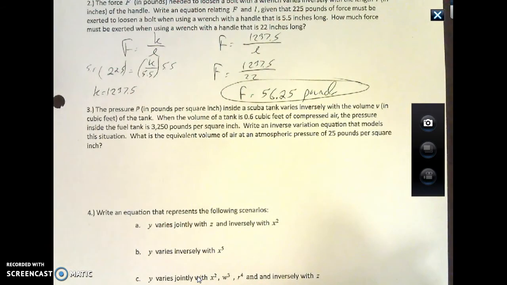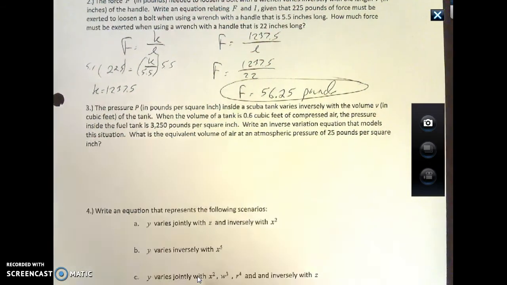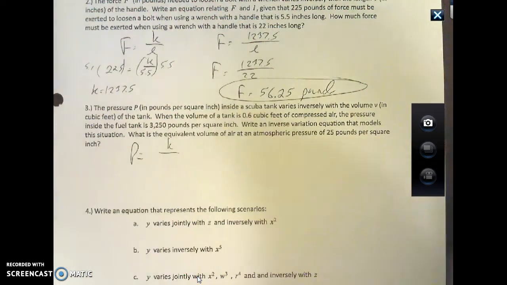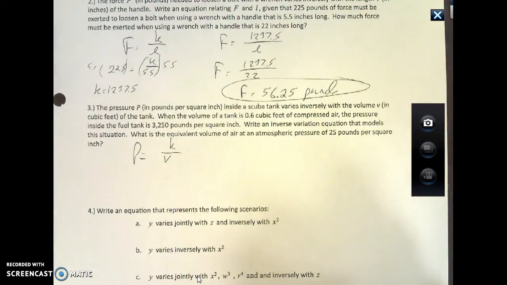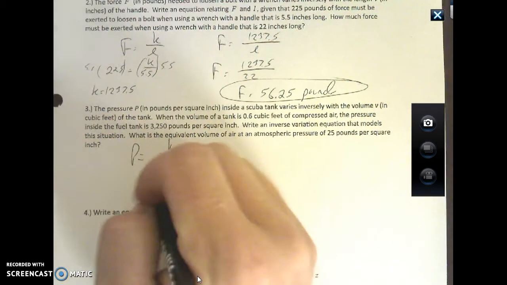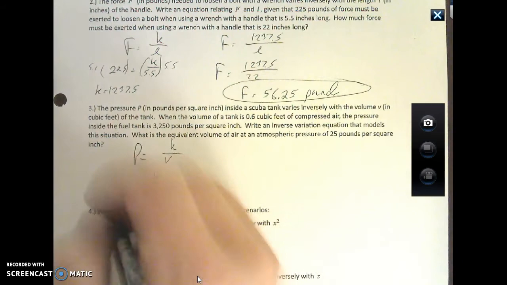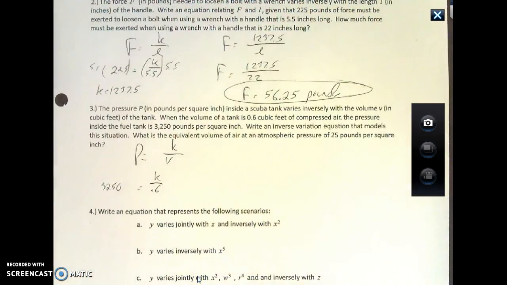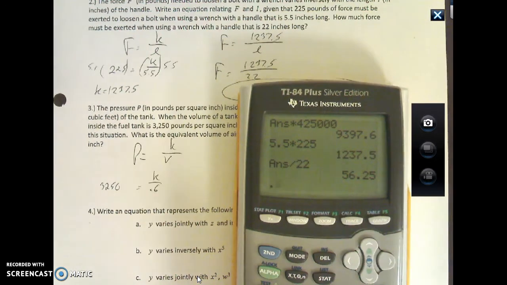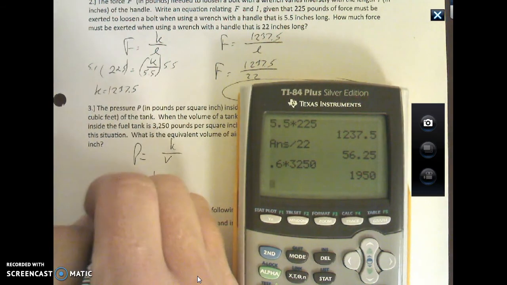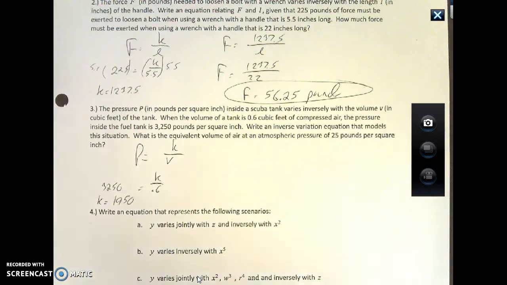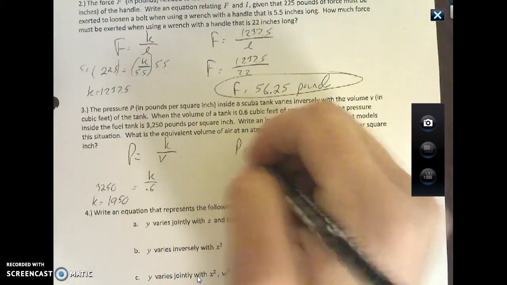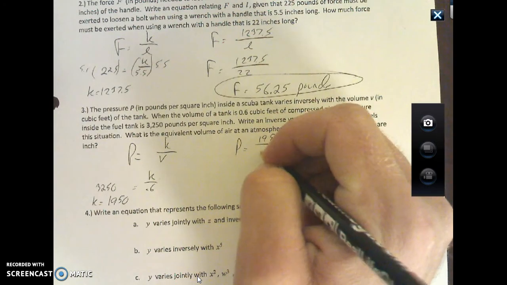Pressure P in pounds per square inch inside a scuba tank varies inversely with the volume in cubic feet of the tank. So we're looking at P equals K over V. When the volume of the tank is 0.6 cubic feet of compressed air, so that's K over 0.6, the pressure inside the tank is 3,250 pounds. To solve for K, 0.6 times 3,250, so K is equal to 1950. Write an inverse variation equation that models the situation. So P equals 1950 divided by V.